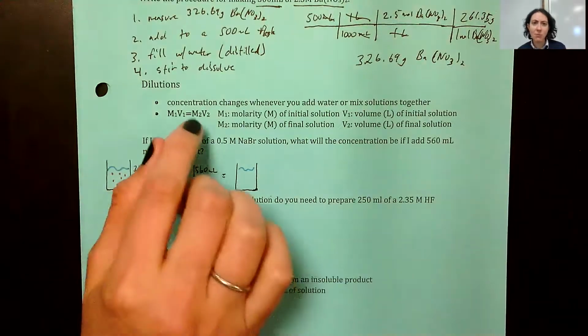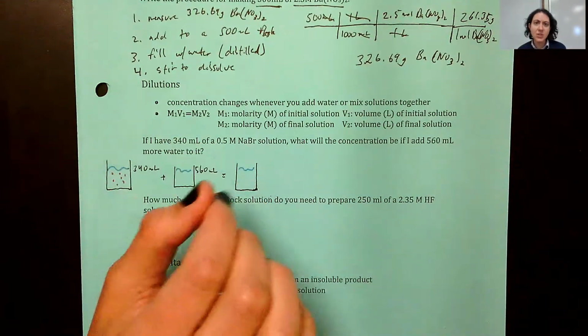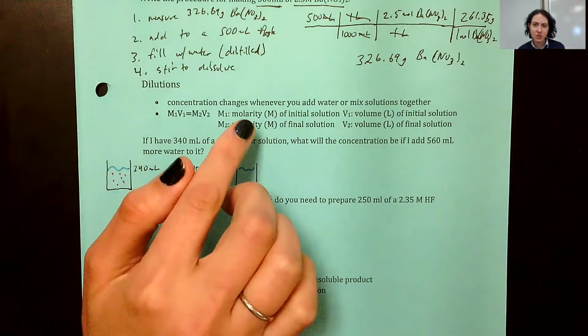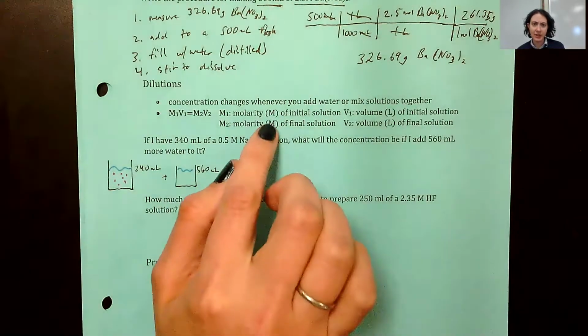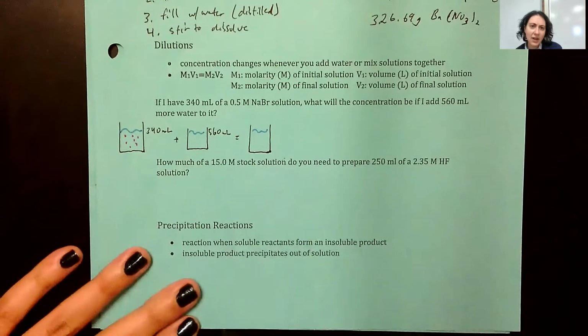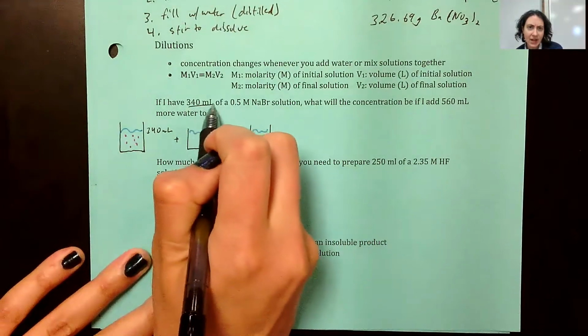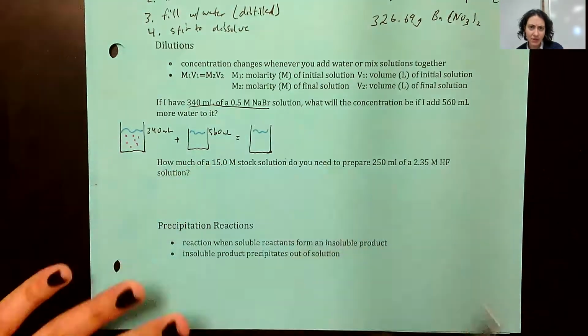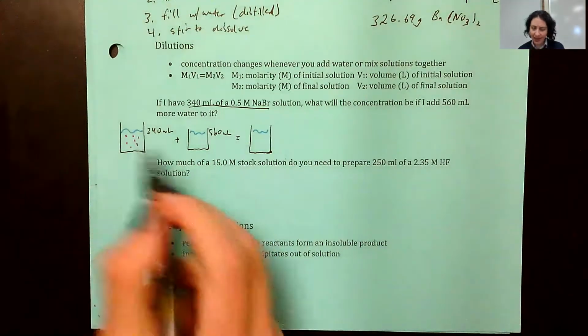The formula is M1V1 equals M2V2. You need to know the molarity of the initial solution, the volume of the initial solution, the molarity of the final, and the volume of the final. But I want to walk you through this first example more conceptually, and I think it'll make sense. So we have 340 milliliters of a 0.5 molar sodium bromide solution. So that's what we have here.